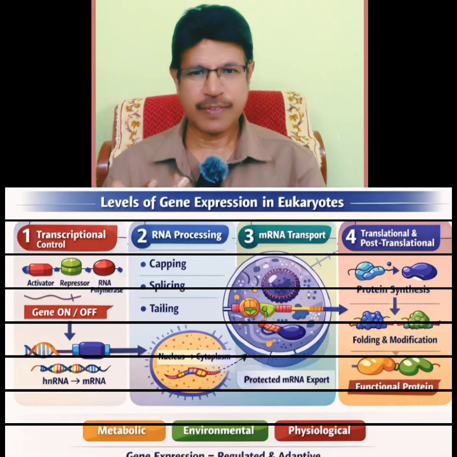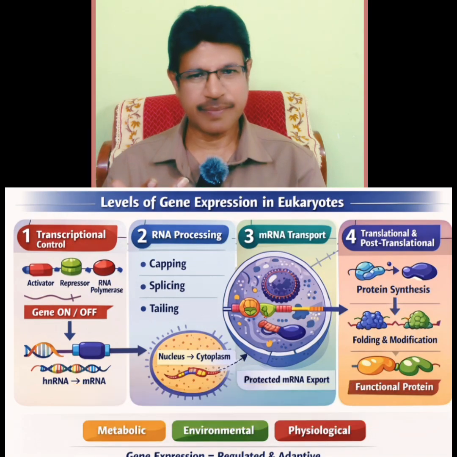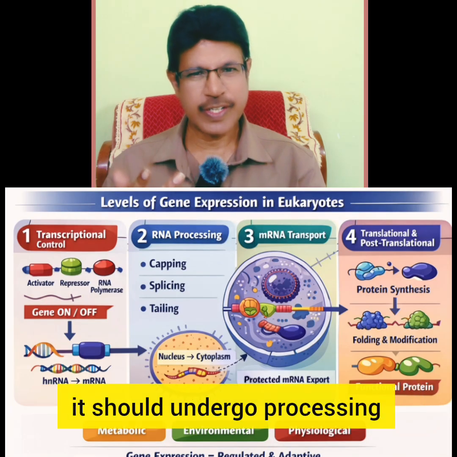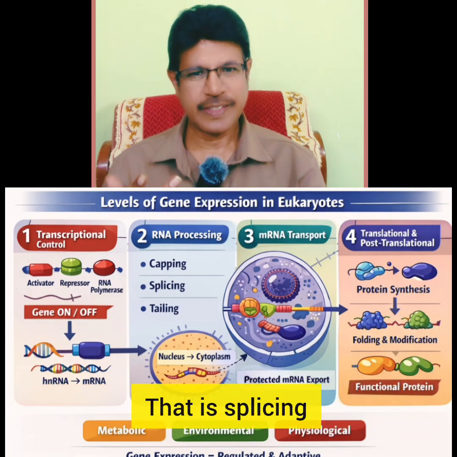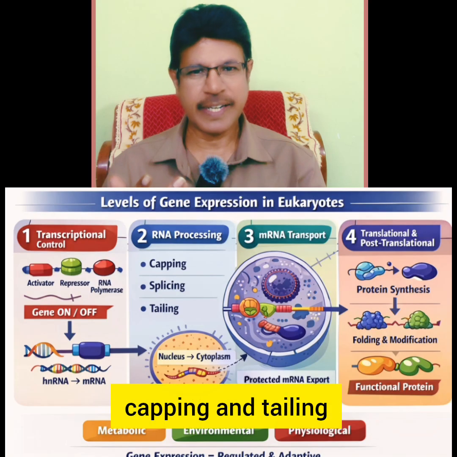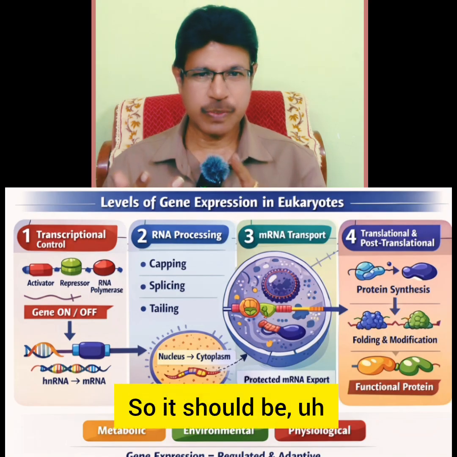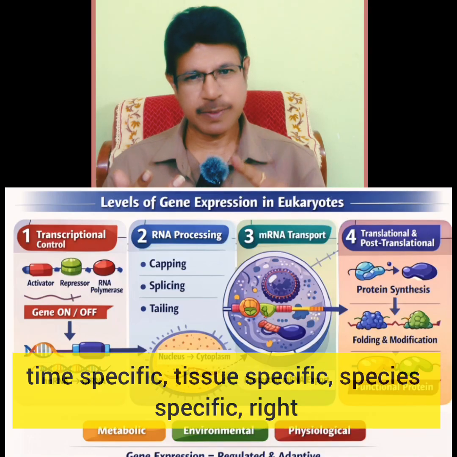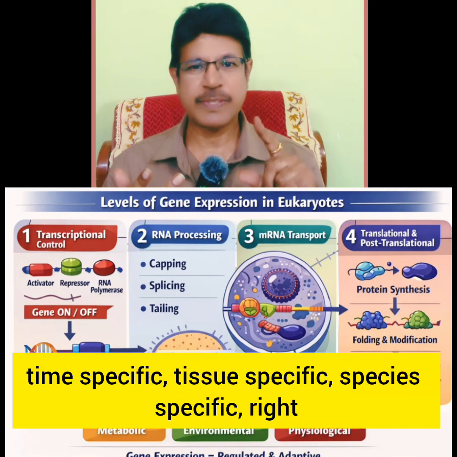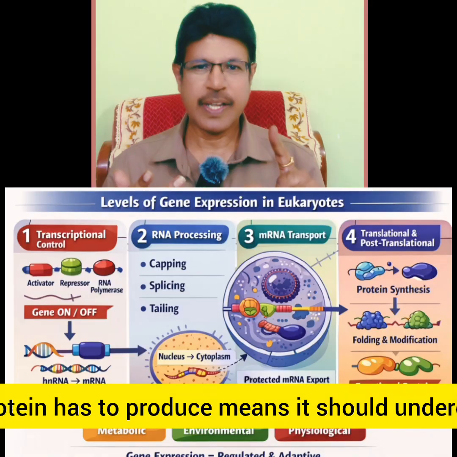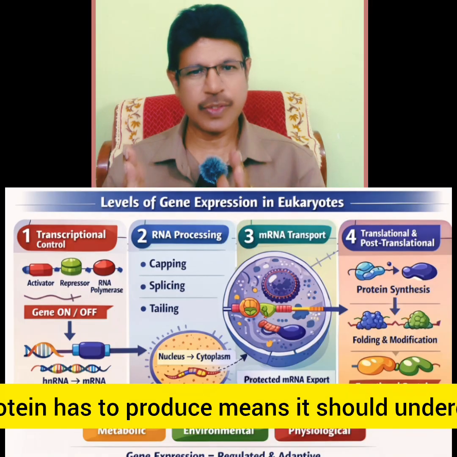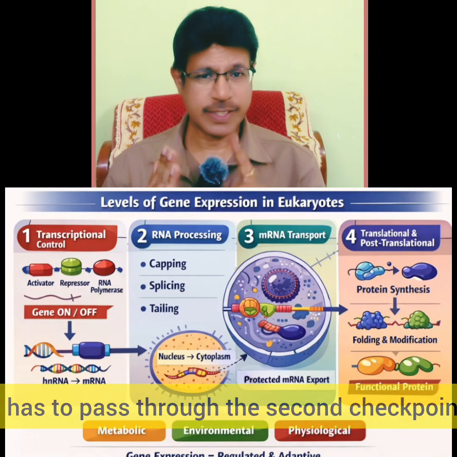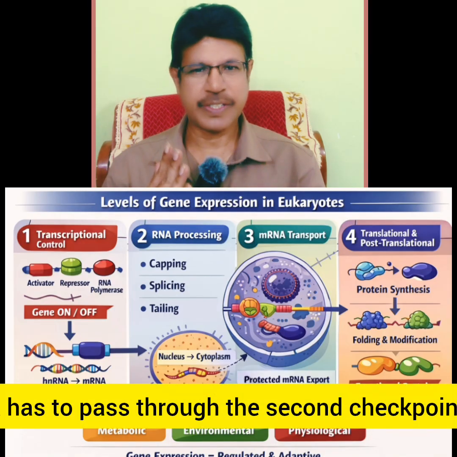Second, after formation of the RNA, the heterogeneous RNA, it should undergo processing, that is splicing, capping, and tailing. The alternate splicing is time specific, tissue specific, species specific. For the right protein to be produced, it should undergo proper alternate splicing. It has to pass through the second checkpoint.